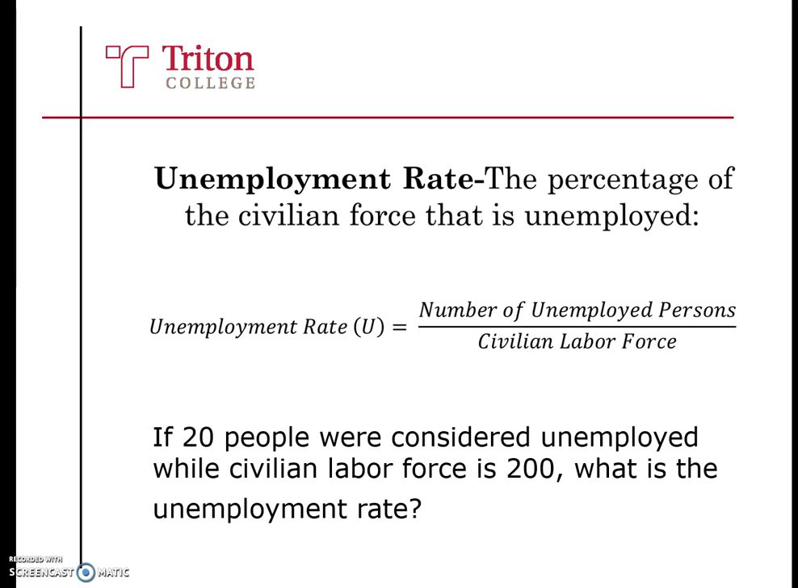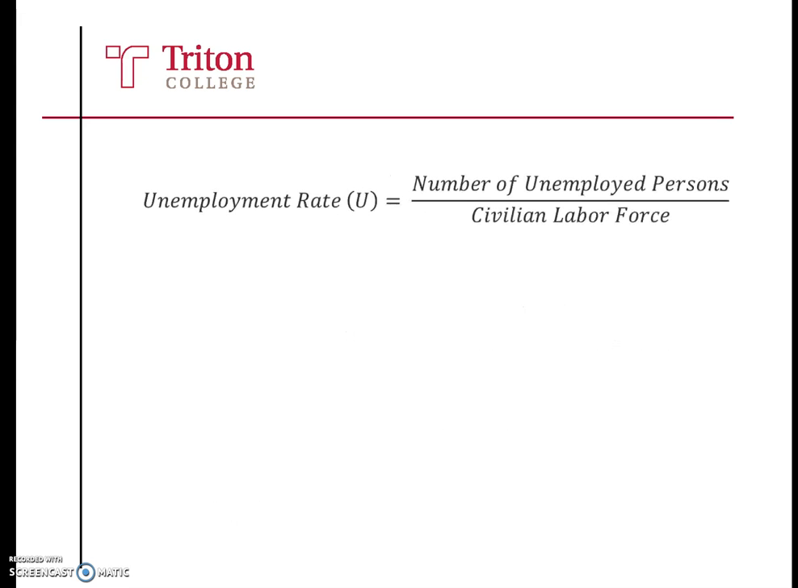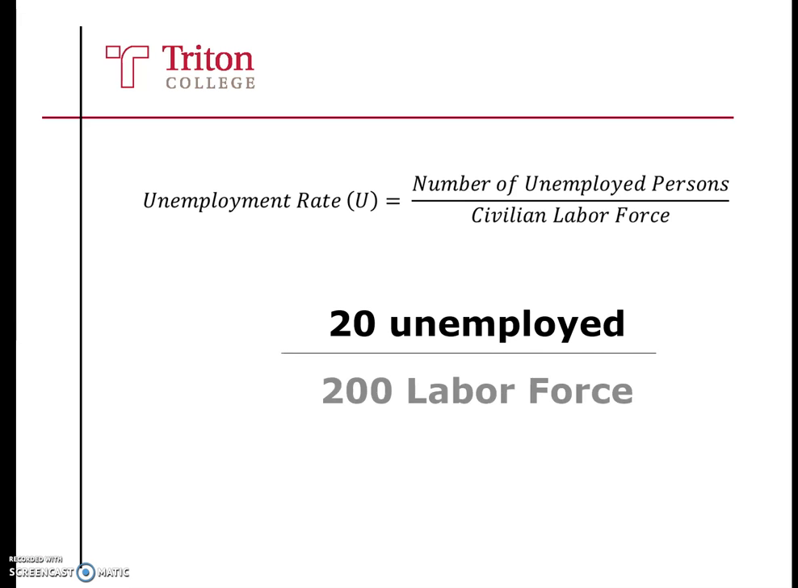Let's have an example. If 20 people were considered unemployed, while civilian labor force is 200, what is the unemployment rate? Let's plug these numbers into the equation. 20 unemployed divided by 200 civilian labor force times 100, 10%. The unemployment rate would be 10%.